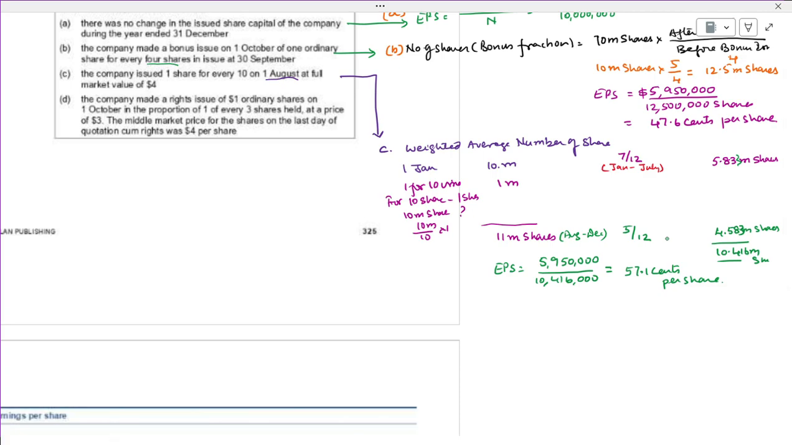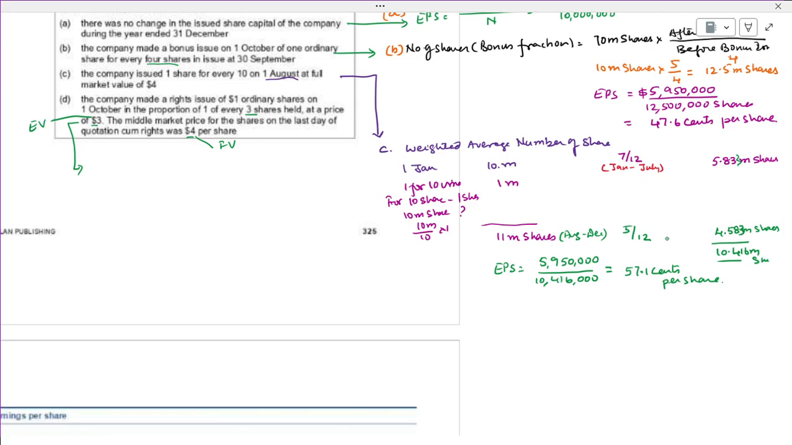Yes, doctor. Next. Now, we are doing complete revision. What we are doing? Be very specific. The company made a rights issue of ordinary shares on 1st October in the proportion of 1 for every 3 shares held at a price of 3. The middle market price of the share on the last day of quotation is how much? 4. This is going to be the fair value. This is going to be the exercise price, exercise value.